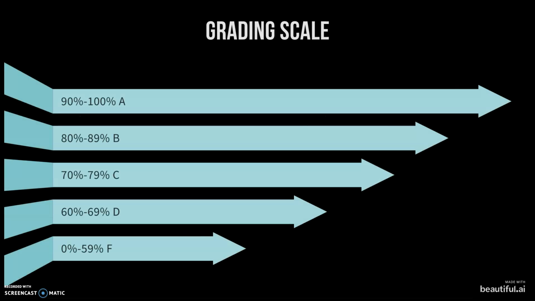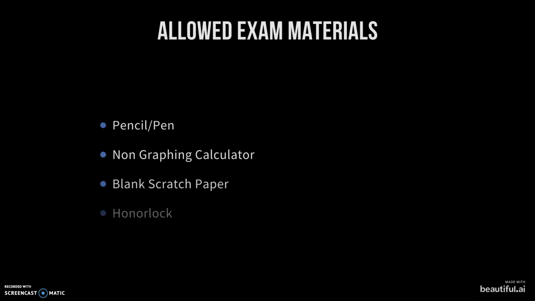Okay, here's our grading scale. 90 to 100 will be an A, 80 to 89 will be a B, 70 to 79 will be a C, 60 to 69 will be a D, and 0 to 59 will be an F.